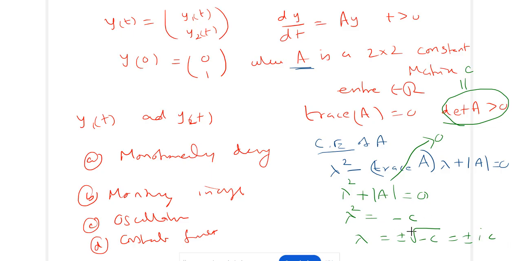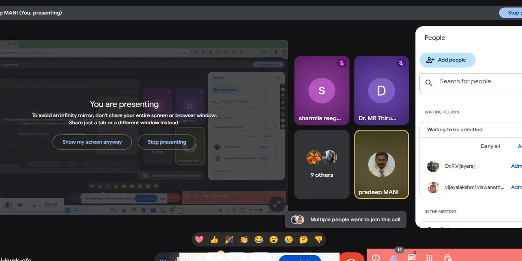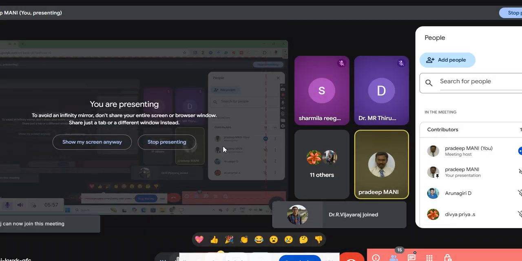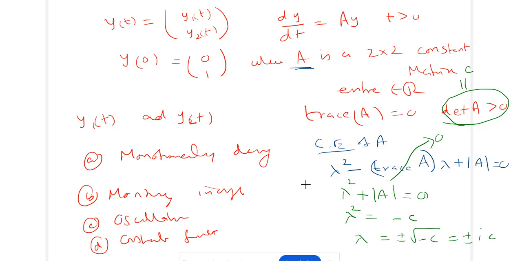So what is the conclusion? What is the solution for lambda? Lambda is called the eigenvalue of the matrix A. Looking at its nature, it is purely imaginary. So from this, what about the solution of y1, y2? How do we define y1, y2?